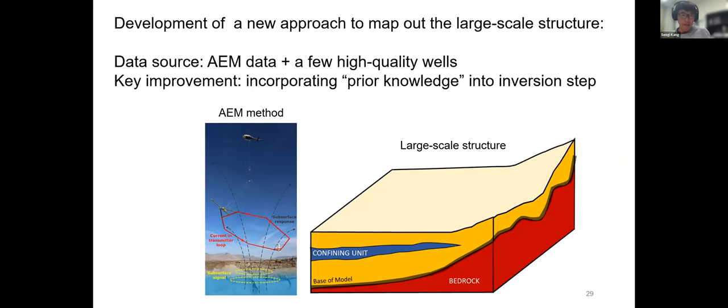So what we have developed is a new approach to map out the large-scale structure. The data sources are airborne data and a few high-quality wells that we can consider as ground truth. The key improvement that we made was incorporating prior knowledge into the inversion step to overcome the non-uniqueness in the resistivity values as well as the limited resolution of the airborne data.